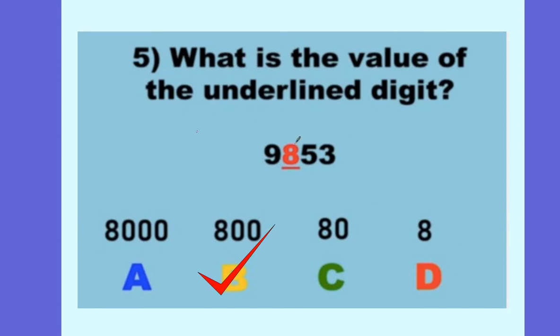And for question number 5, the value of the underlined digit, well, we've now got the thousands column, the hundreds column, the 10 and the unit. The 8 is in the hundreds column, so it's worth 800, and the correct answer is B.